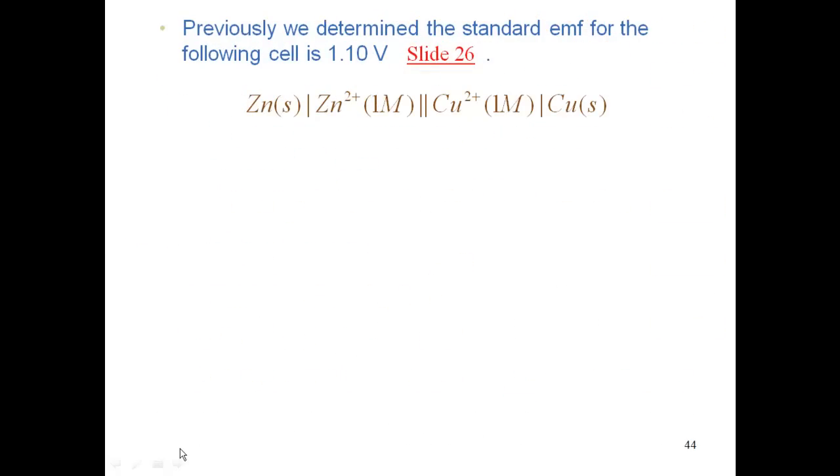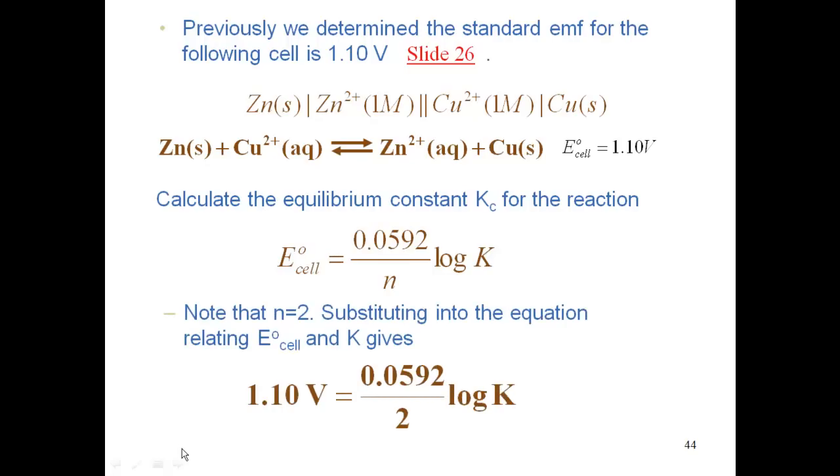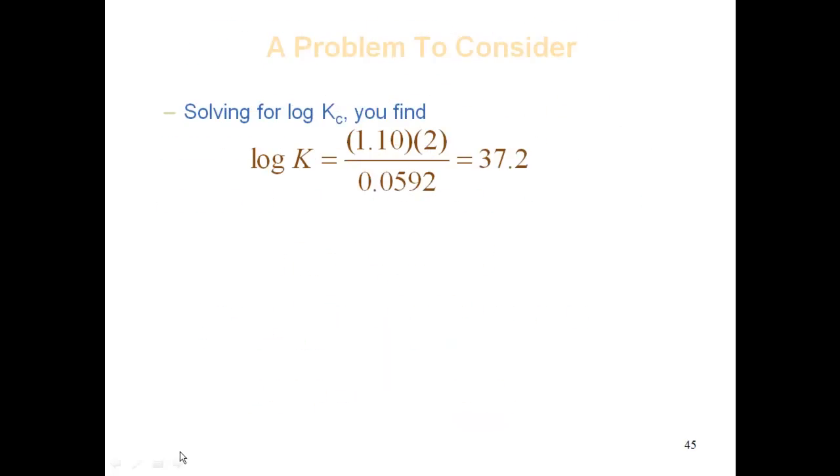So continue on with our problem. We know the reaction, and we know the E of that reaction is 1.1 volts. We plug this into our equation: E of the standard cell is equal to 0.0592 divided by N times the log of K. We know that N is 2. So now we can rearrange this equation. We multiply by 2 on both sides and divide by 0.0592 on both sides, which gets us the log of K is equal to 1.1 times 2 divided by 0.0592, equal to 37.2. Now we have to get rid of the log, so we take the antilog of both sides.